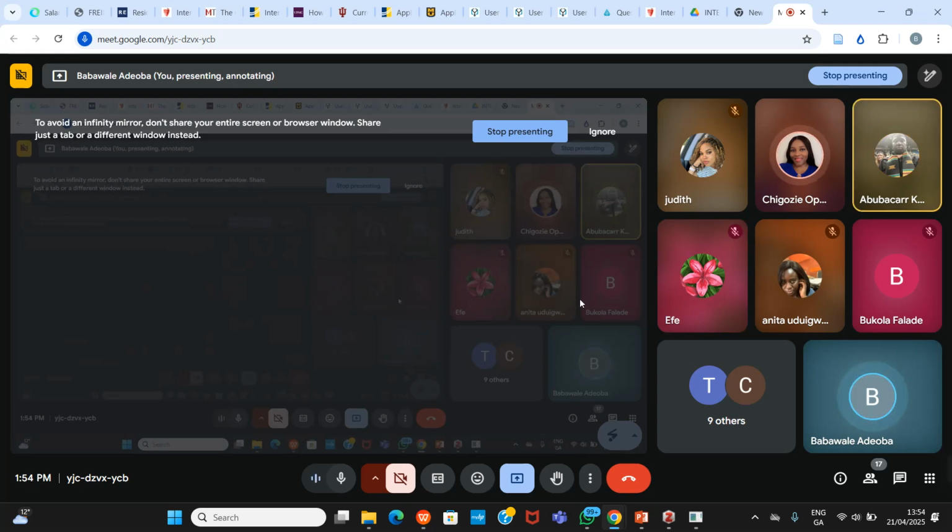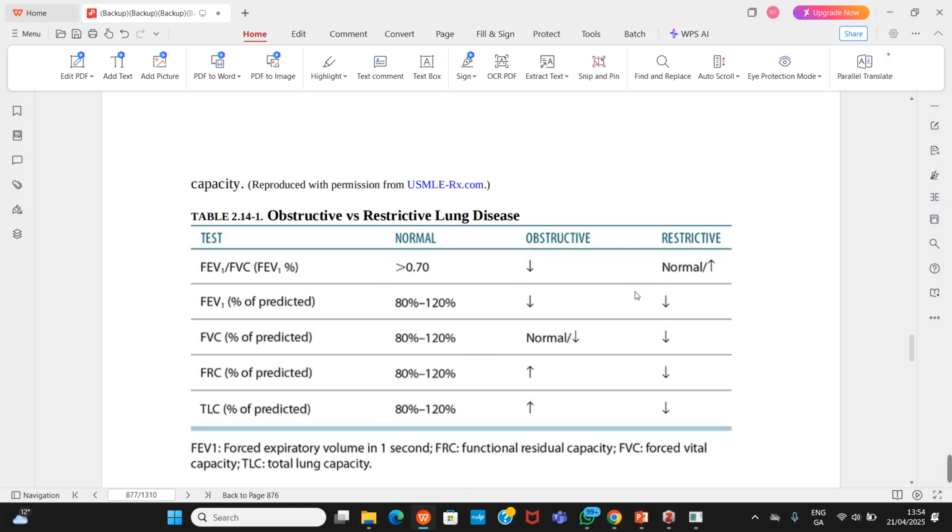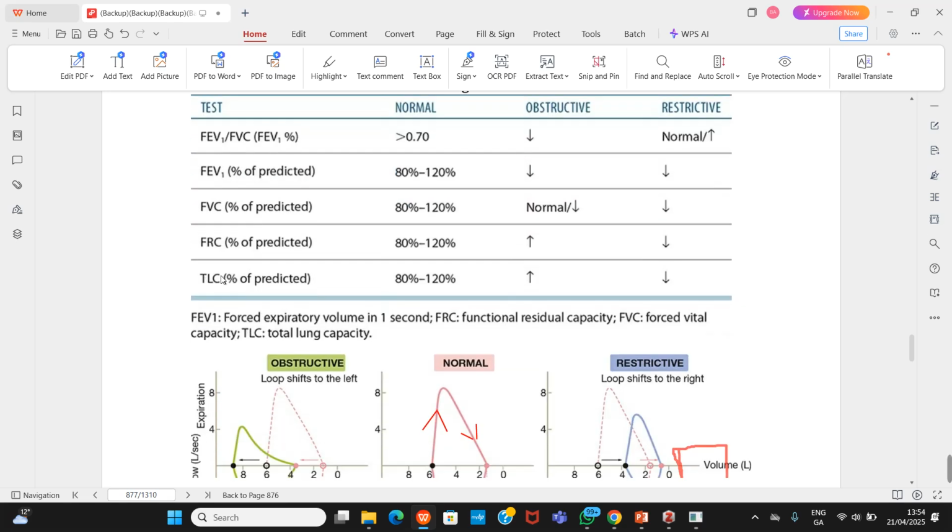Inspiration. Exactly. You need to take a deep maximal inspiratory effort. Somebody that has restrictive lung disease cannot even do that because there's no space to take in the air. So that's why the FVC drops more than the FEV. So you can have an increased ratio.